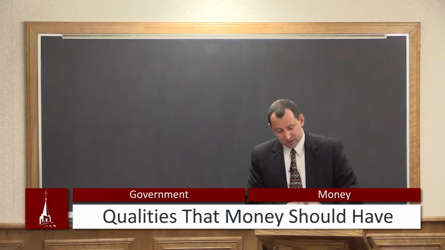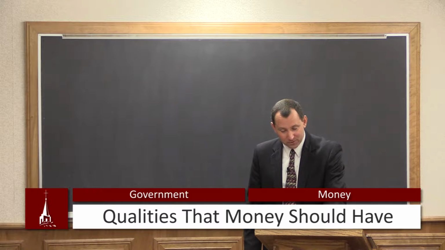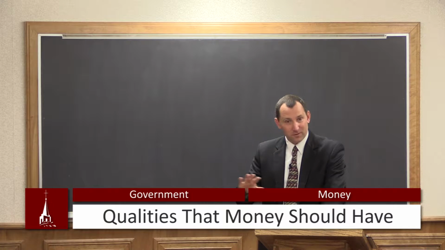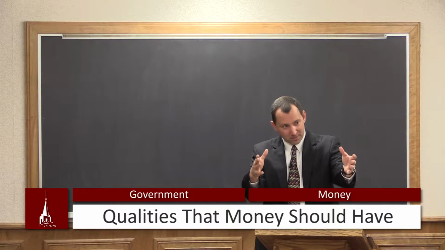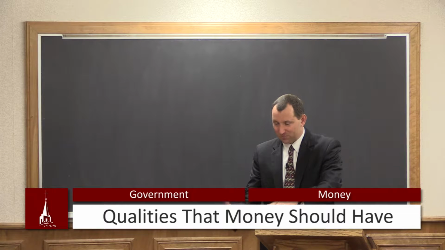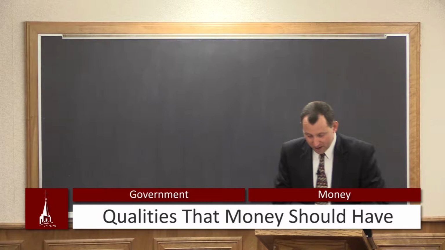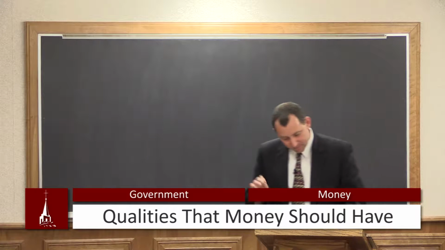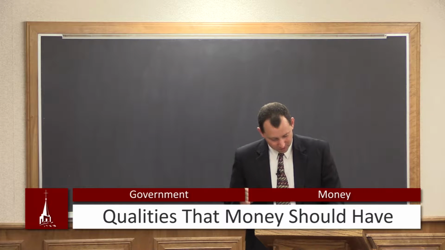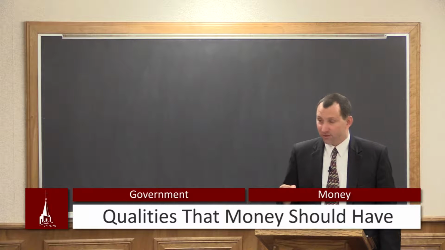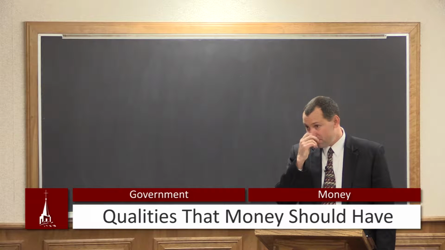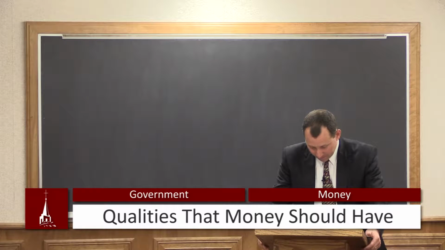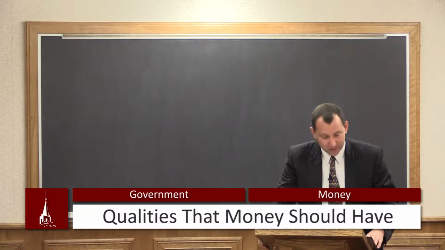So constant in value, that is very important for the storing of wealth. If you want to store some wealth, you don't want the item you pick to store it in to just continually fall off in value. So constant in value. Second thing, this is an idyllic position because we don't have it today. Intrinsic value. It should be worth something all on its own, whatever we pick to use as money.